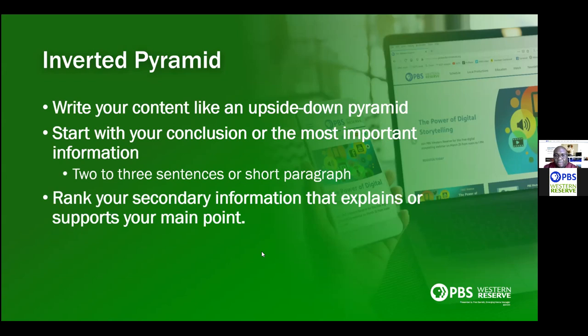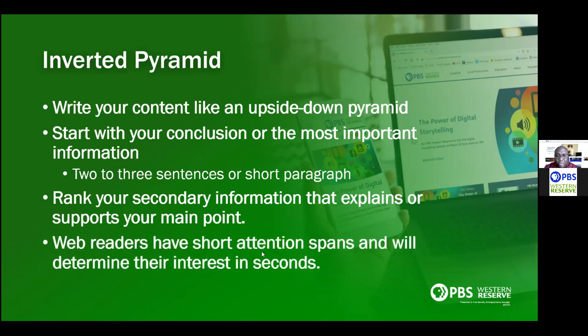Rank your secondary information next, or whatever explains the main point. You start out with what's most important, then what backs that up. Sometimes your conversations may lead off like that, depending on how you're talking. If you're having a conversation out on the street, on the building with someone, look at how you talk. If you're in a meeting and you only have five minutes to talk, or maybe two, you always start with the most important aspect first, and then you explain it. That's the inverted pyramid.